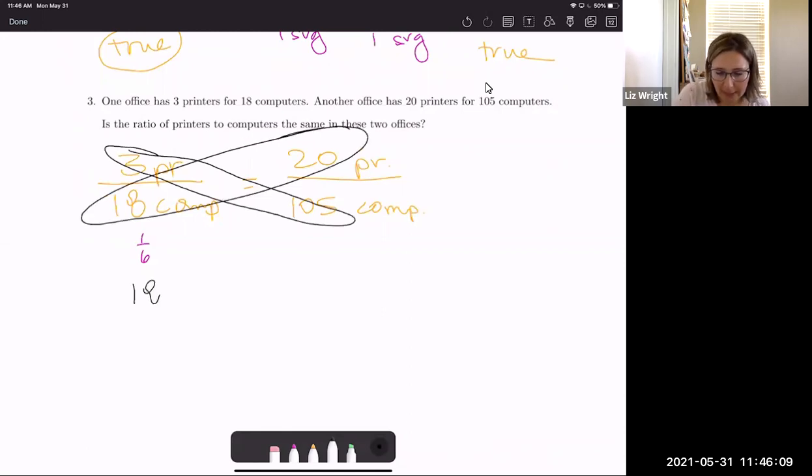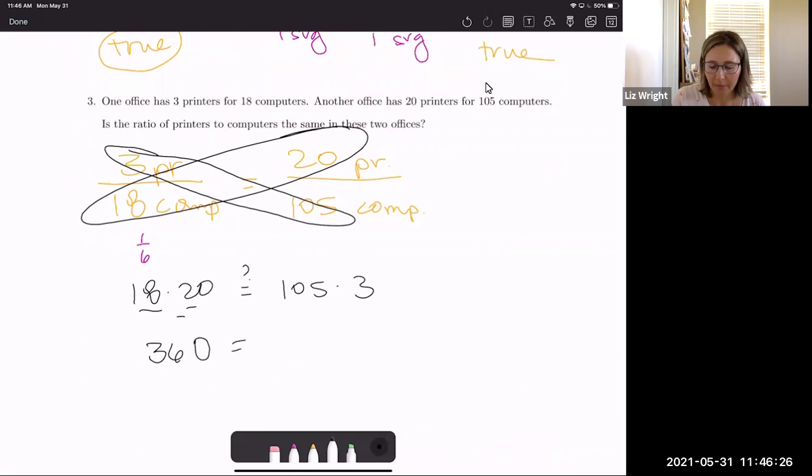And I'm going to say 18 times 20, does that in fact equal 105 times 3? And so here you can put it in your calculator if you'd like, or you can just, what's 18 times 2? That's 36, and then a 0. And then for my brain, I'm thinking about 3 times 100 is 300. 3 times 5 is 15. So that gives me 315. And so what that says is that those two are not equal. This is a false proportion here. So is the ratio of printers to computers the same in these two offices? No, not the same.